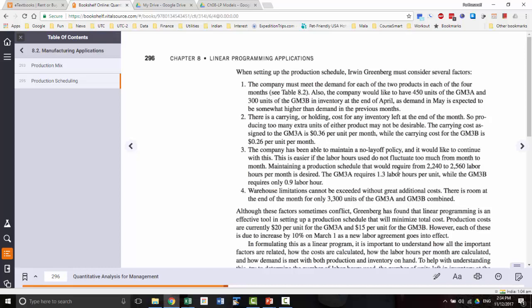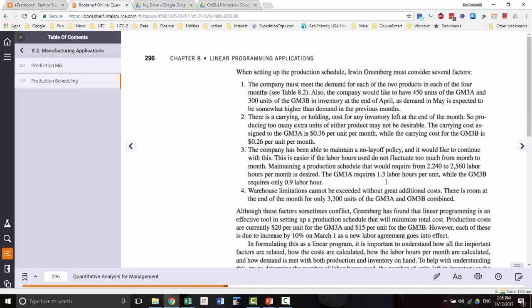Maintaining a production schedule would require from 2240 to 2560 labor hours per month. So that means your labor hours needed has to stay in that band. That's your capacity limit. You cannot exceed 2560, or go below 2240. So in lean months, you may have to produce more than what is needed and carry the inventory, so you can use it in months where the demand would require more than 2560 labor hours. In such situations, we'll use the inventory to keep the labor hours needed at the limit.